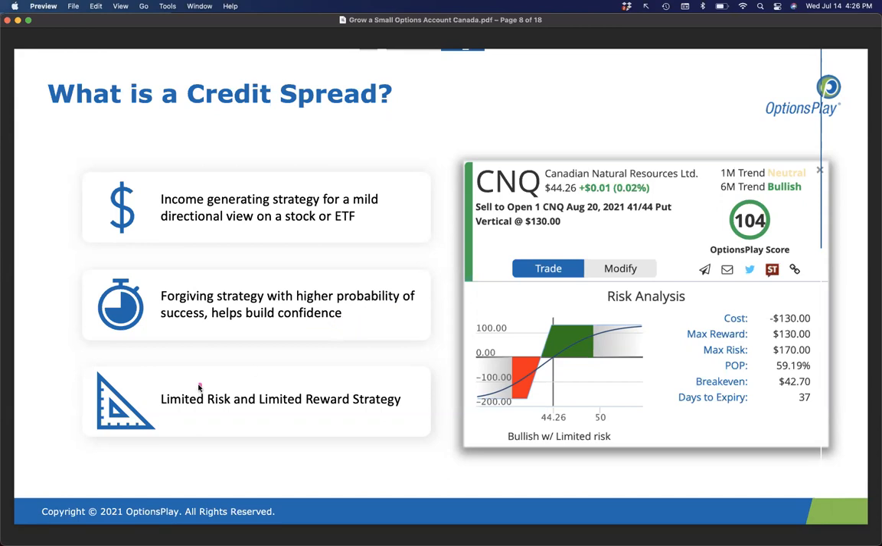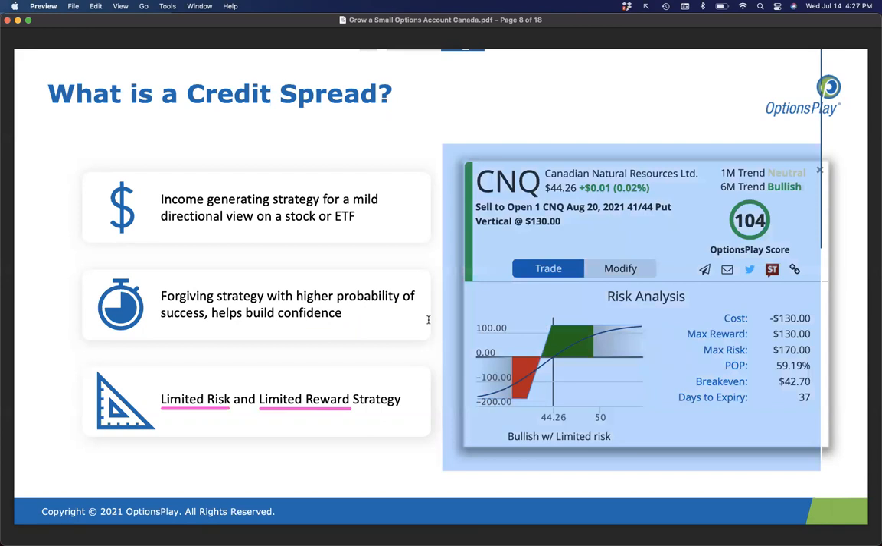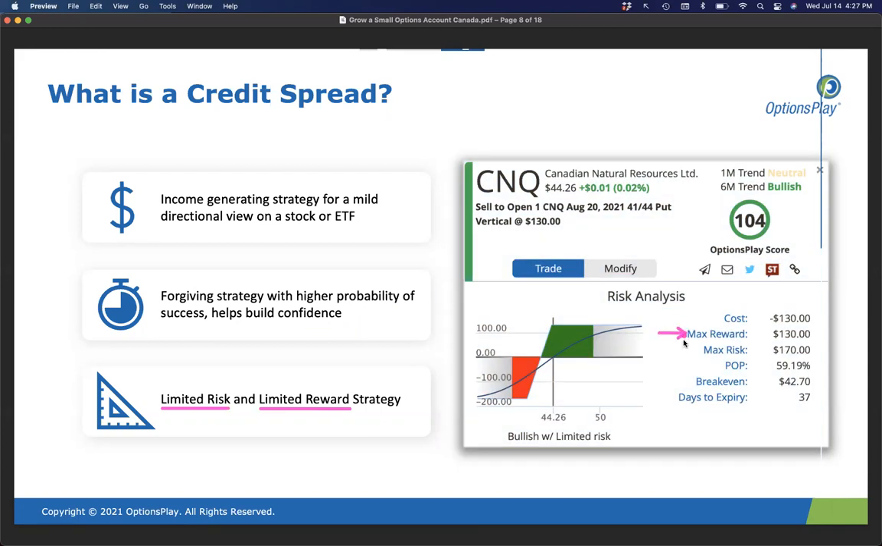And lastly, the most important part is that credit spreads have limited risk and limited reward. So you know exactly before you get into a trade how much you can potentially make and how much you can potentially lose. It makes it easier for investors, especially those with small accounts, to plan for best case and worst case scenarios and know what your potential outcomes are.